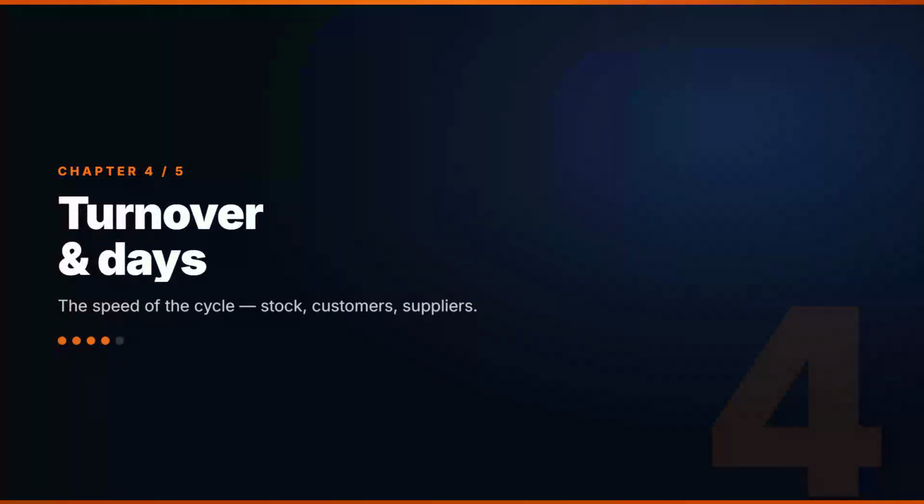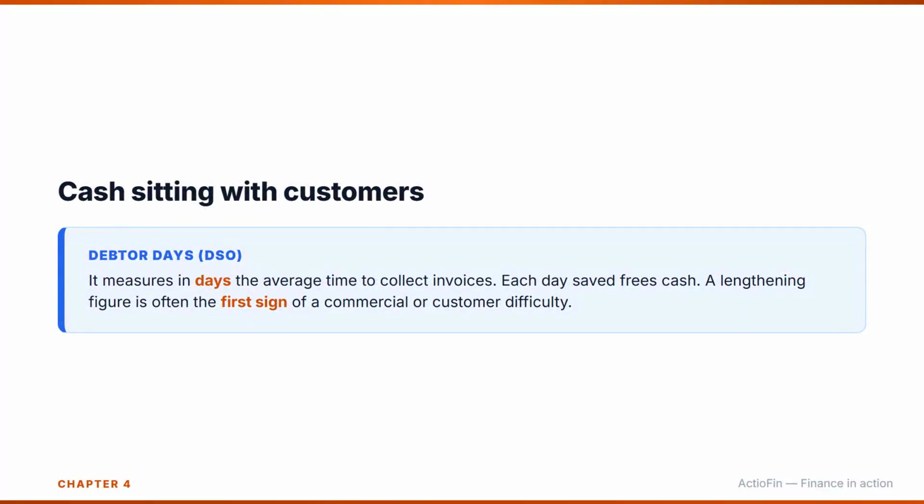Chapter 4. Turnover and days, the speed at which the operating cycle spins. First measure, debtor days. It measures in days the average time to collect invoices. Each day saved frees cash. A lengthening figure is often the very first sign of a difficulty.